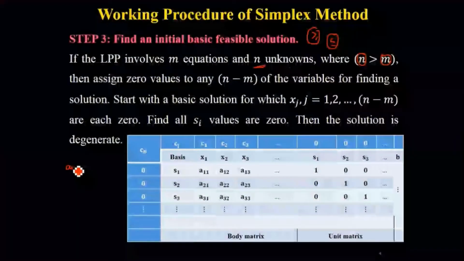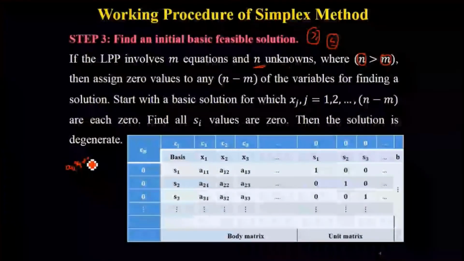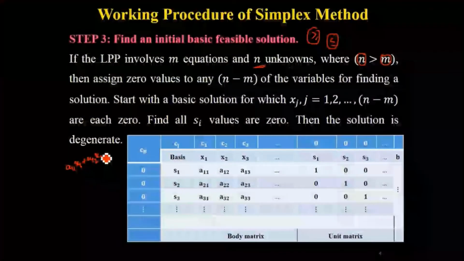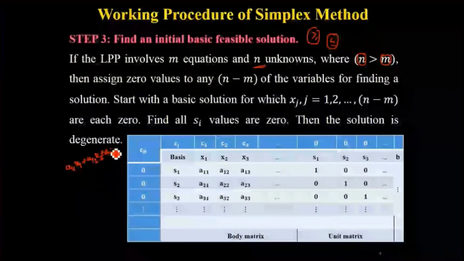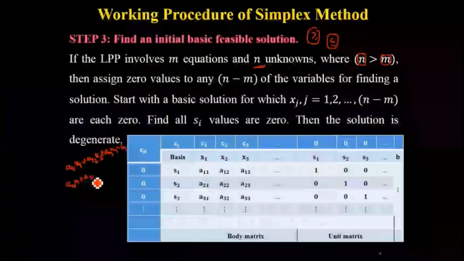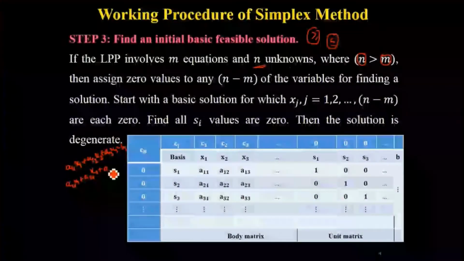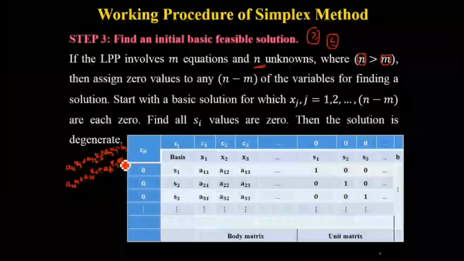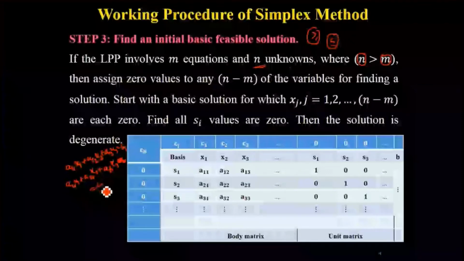Understand? So if we have a11 x1 plus a12 x2 plus a13 x3 equal to b1, and a21 x1 plus a22 x2 plus a23 x3 equal to b2, how many equations? So m equals 2, and n equals 3.